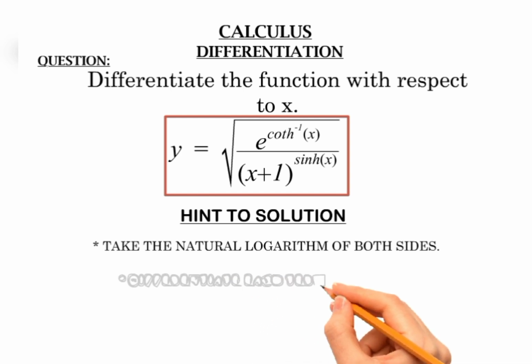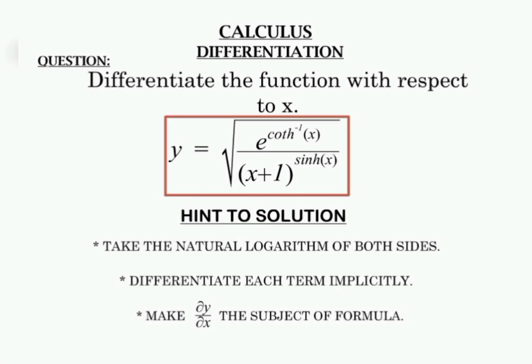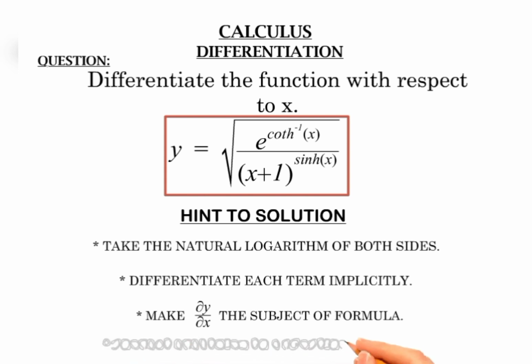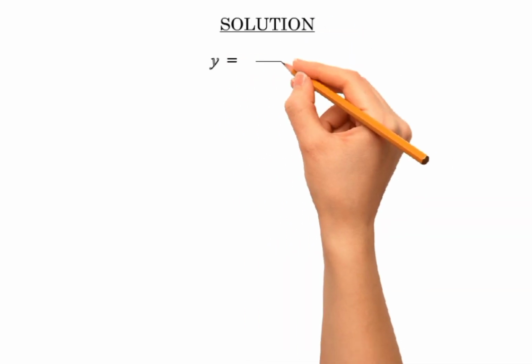The second idea, which follows the first, is to differentiate each step implicitly, given that we have a multivariable function on both sides of the equation. The derivative of each term comes easy after the first breakdown with natural logarithm. The third idea is to make dy over dx the subject of the formula. Do not forget that this is our aim from the beginning. After this, you may convert your result to a function in terms of x. Let's get started. Start by writing out the function.